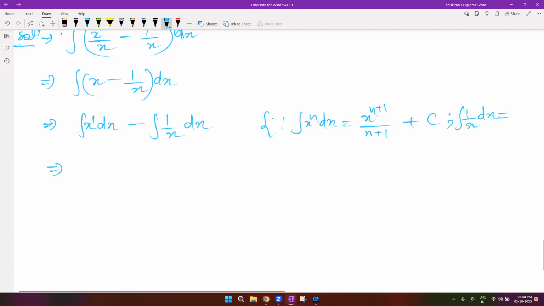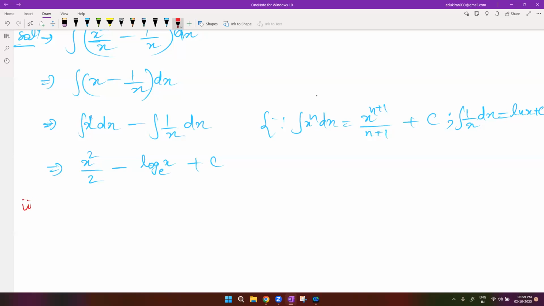Ln x, right? Log x, correct. Ln x plus c. But when we are integrating both of them, we can only use one c. So x would be x square by 2, correct? This is x to the power 1, which changes to x to the power 2 by 2, minus log x base e, and we can only use one c. If there is a constant with both of them, we can add them. So the answer would be x square by 2 minus log x base e plus c.